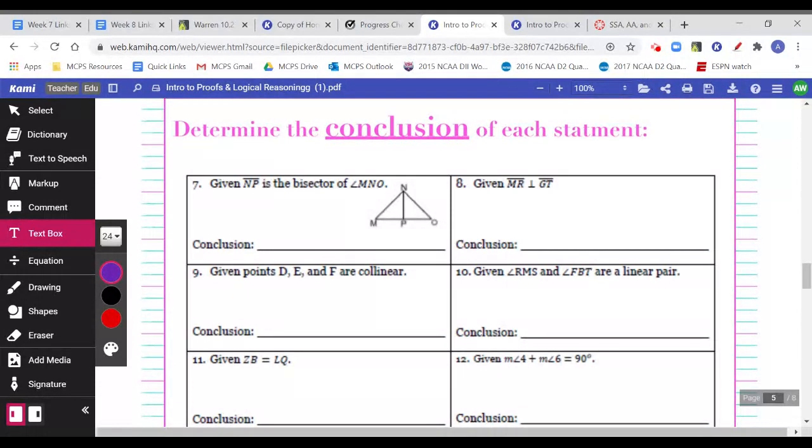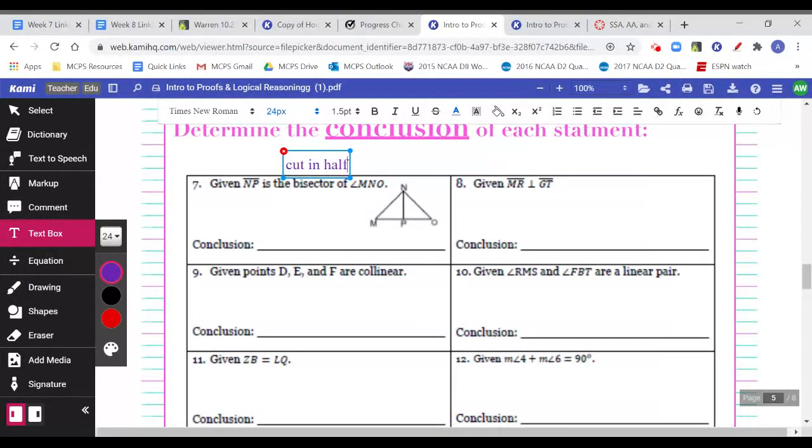So in this first one, number 7, it says, given NP is the bisector of angle MNO. So first of all, I want us to remember what the word bisect means. Remember that bisect means to cut in half. And in geometry, when I'm telling you that something is bisected and cut in half, pretty much always the reason I'm telling you that is to tell you that you are going to be left with 2 congruent parts.